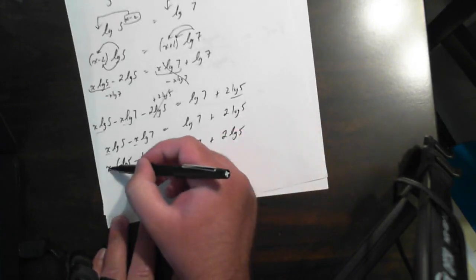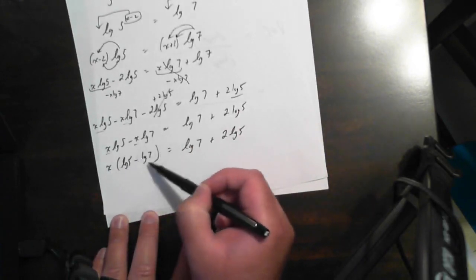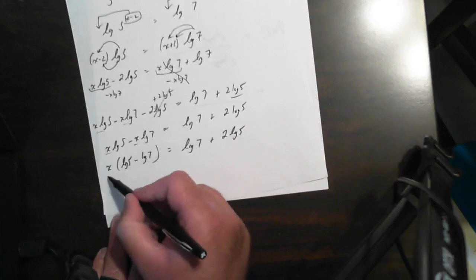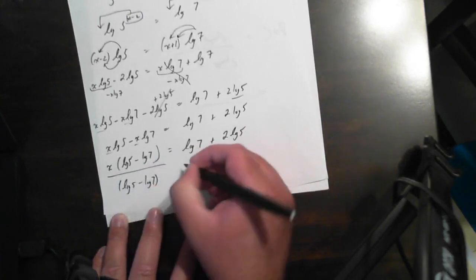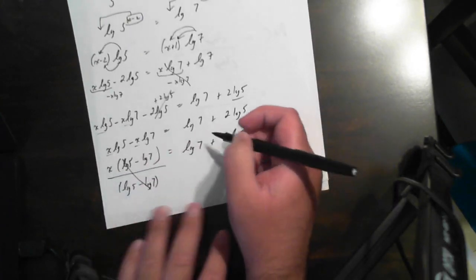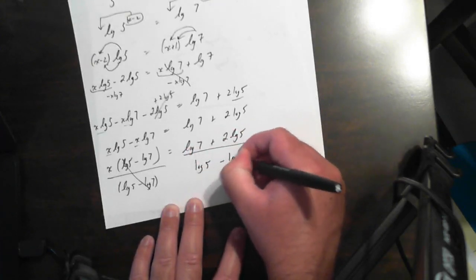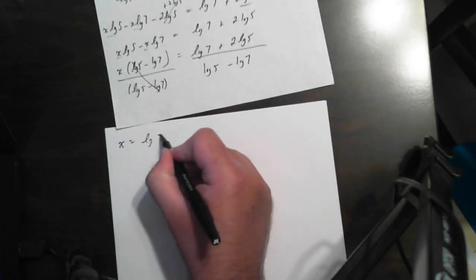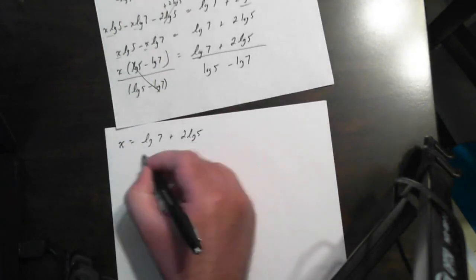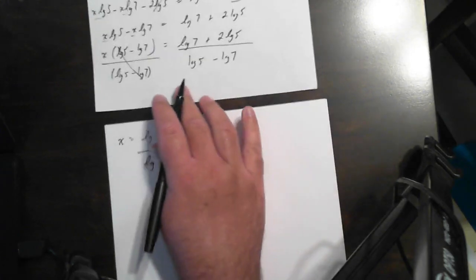So now what I have is a variable times some kind of number. To solve for the variable, I just need to get rid of this number here. Since it's multiplied by x, all I have to do is divide by it. No matter how ugly the number is, you just divide by it. That cancels it off. Of course, what you do to one side, you do to the other side. So then I've got log 5 minus log 7 here. This essentially leaves me with my answer: x equals log 7 plus 2 log 5 over log 5 minus log 7.